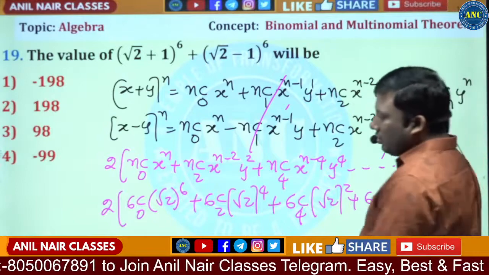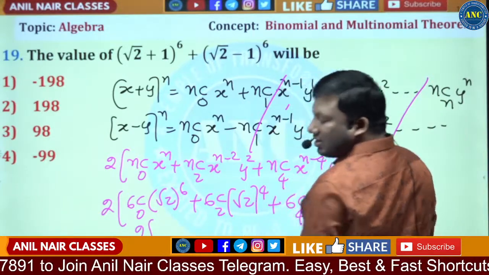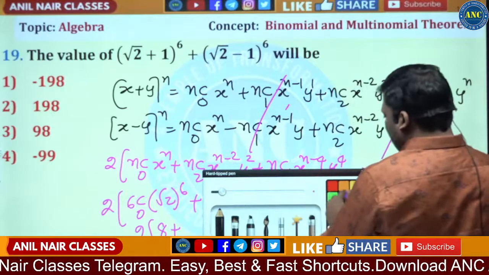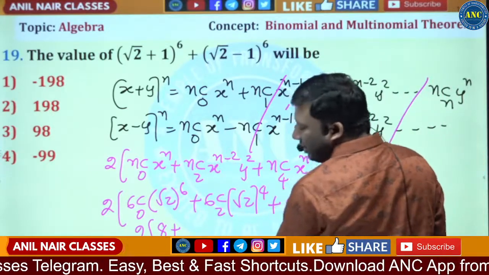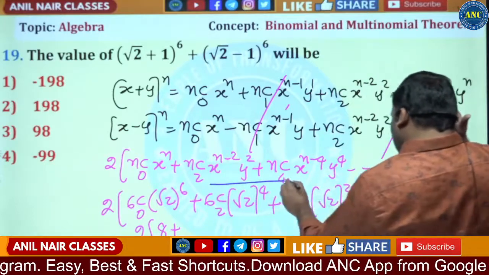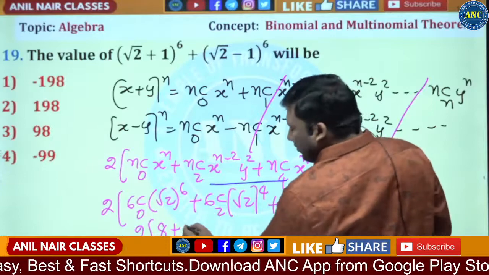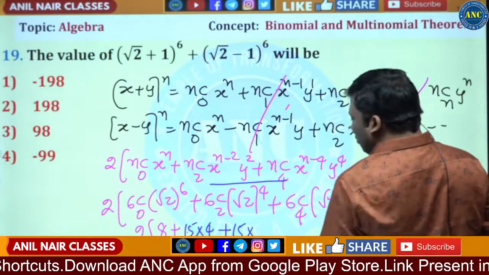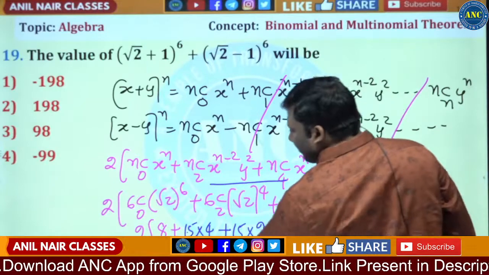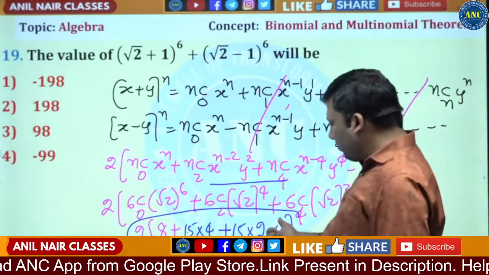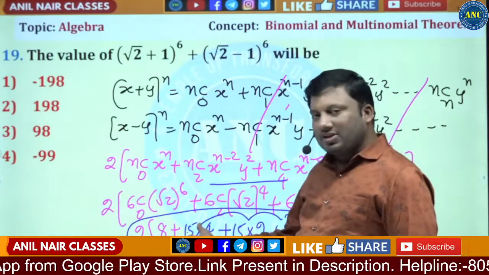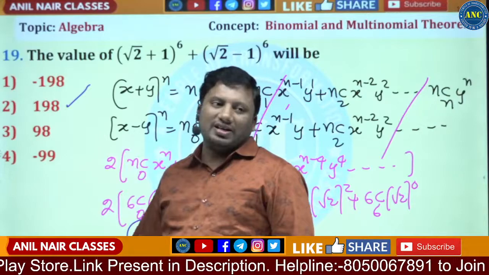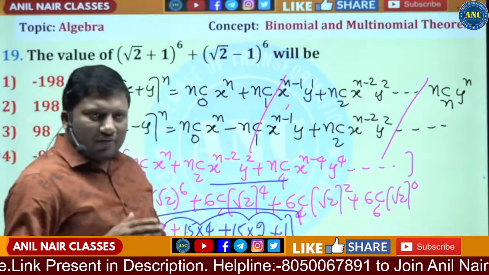So here it is 2 into root 2 power 6, which is 8, plus 6C2 times root 2 power 4. 6C2 is 15, 15 into 2 square, 4, gives 60. 6C4 is also 15, into 2, gives 30, plus this 1. 2 into any number. 1 plus 30, 31. 31 plus 60, 91. 91 plus 8, 99. 99 twos are 198. Very, very easy question.